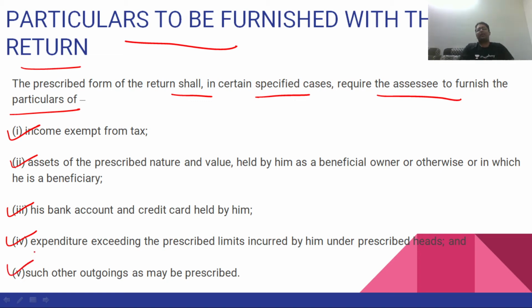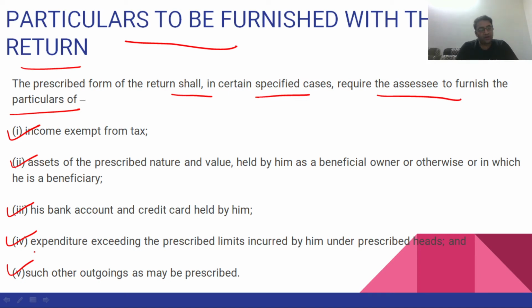So basically, the format of the income tax return differs from person to person and the kind of income that they earn, and they have to put in all the details that are required in their return of income. Now, the details that are required are incomes exempt from tax, like dividends, agricultural income, even though you don't pay taxes on them, but you need to declare them in your returns. Assets of the prescribed nature and value held by him as a beneficial owner or otherwise. So if the assessee is holding any assets as the beneficial owner or otherwise, he's the beneficiary, he needs to disclose those assets as well.